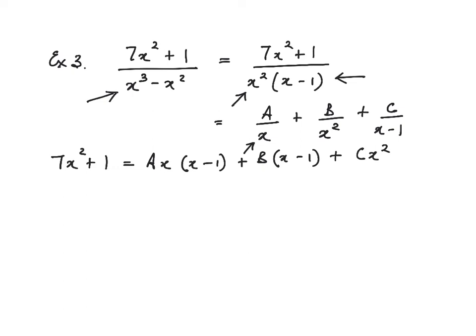Values of x to work with, let's just choose x equals 0. Left hand side gives us 1. This term is 0, this term is 0, so we have minus b. b then has the value minus 1. x equals 1, the left hand side is 8. This term is 0, this term is 0, and we have c.